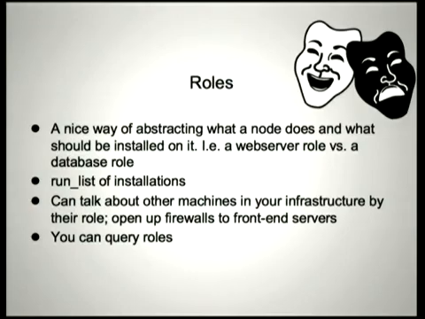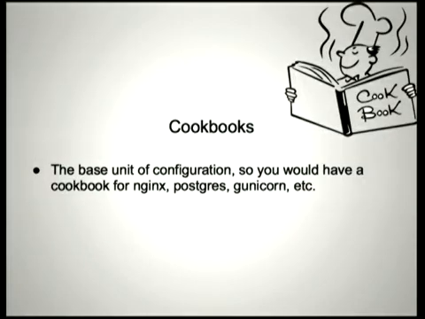In your actual code, you can use these roles to talk about how you want your service to interact. And finally, you can query over the roles to grab all of your front-end web servers and do something specific to them or have them do something, I don't know. Cookbooks. Cookbooks are the base unit of configuration. So you'll have a cookbook for Nginx, you'll have a cookbook for Postgres, you'll have a cookbook for gUnicorn, etc.